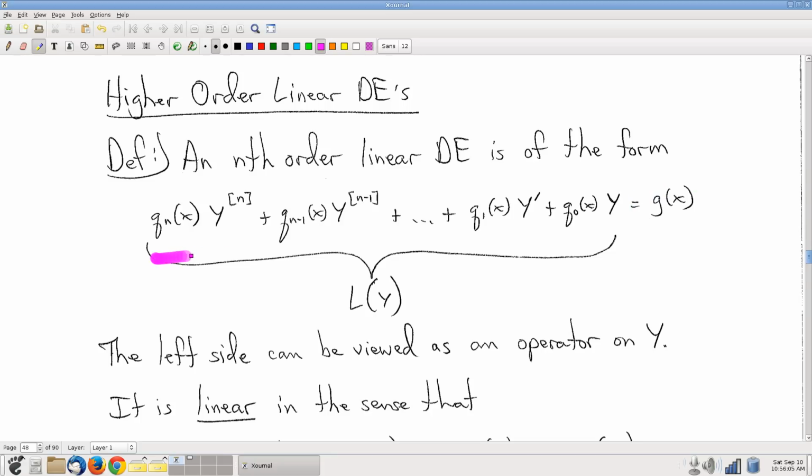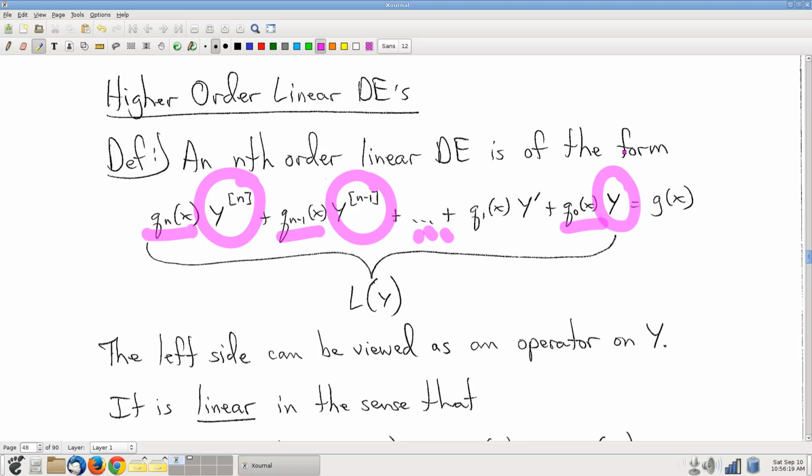And the left side takes this specific form. So specifically, there's a function of x times the nth derivative of y, and a function of x times the n minus 1th derivative, etc., all the way down to a function of x times the 0th derivative. So in other words, just y itself. Okay, so it's a very specific form. And it turns out that the nature of this form allows for a particular kind of analysis.